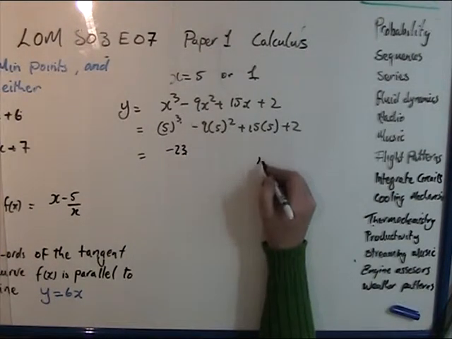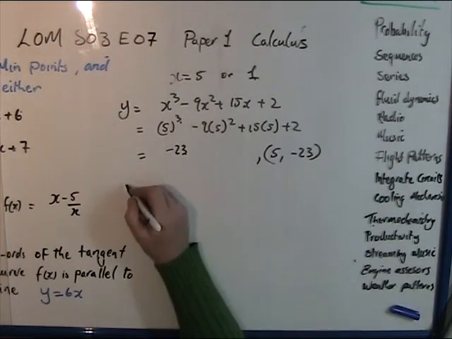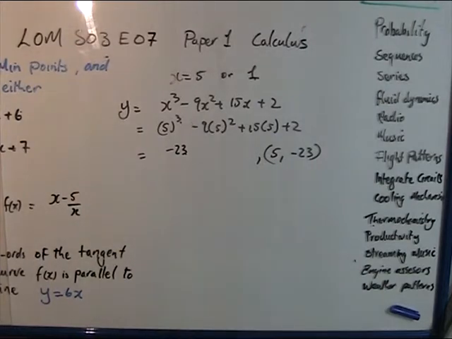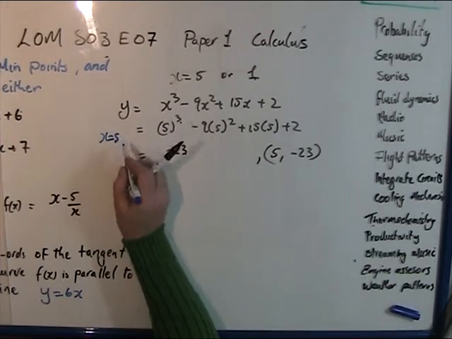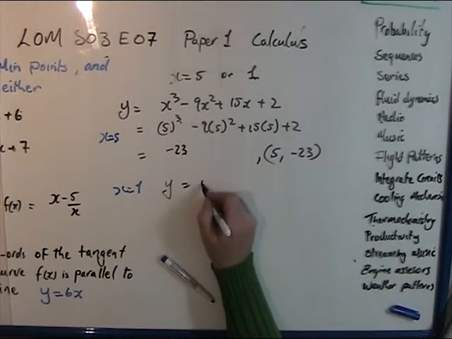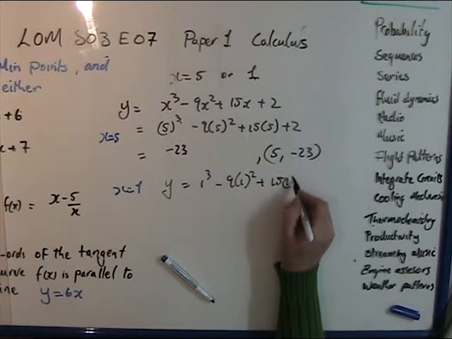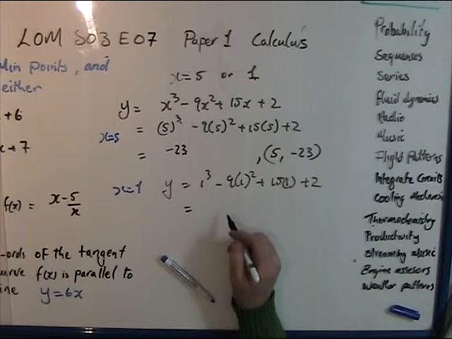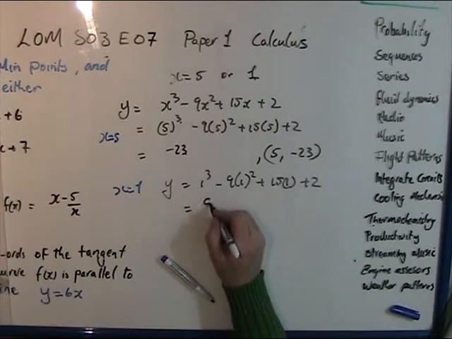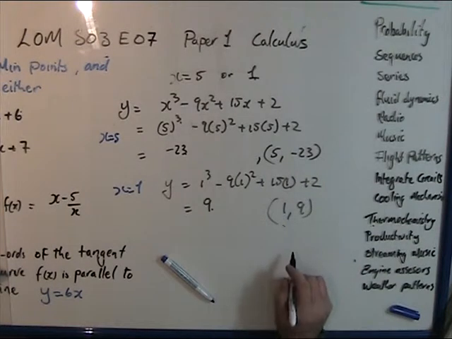So that point is 5, minus 23. Now we've got one set of points. Now we've got x is equal to 1. We put in again: y is equal to 1 cubed minus 9 times 1 squared plus 15 times 1 plus 2. We add them all up and it comes out to 9. So this is 1, 9. Now these are my two sets of points.